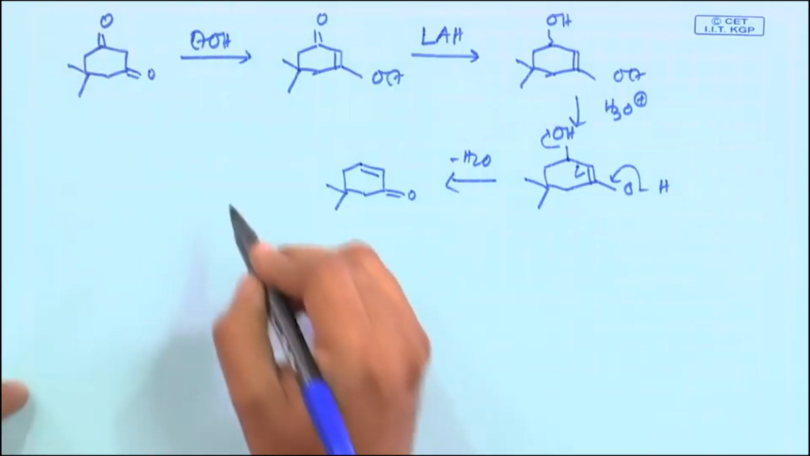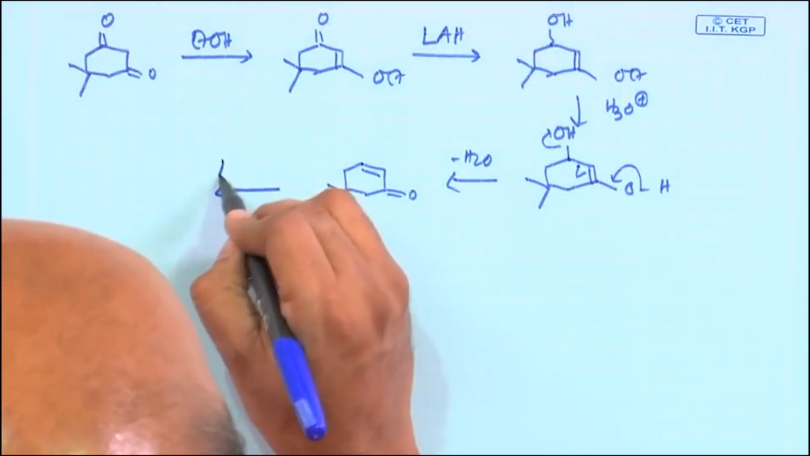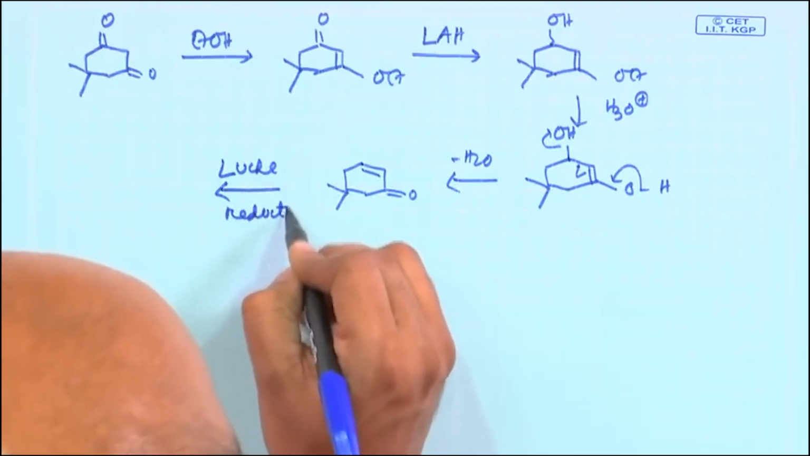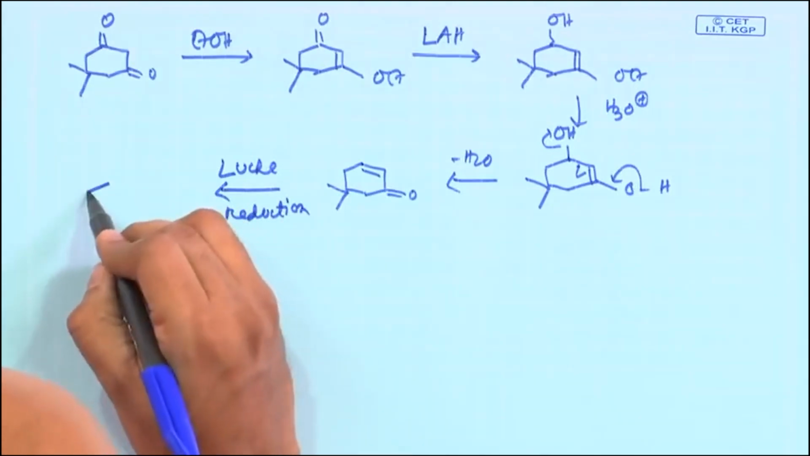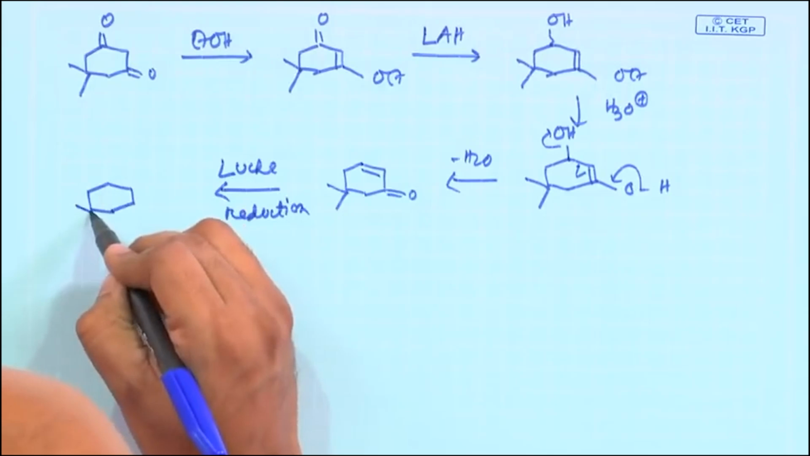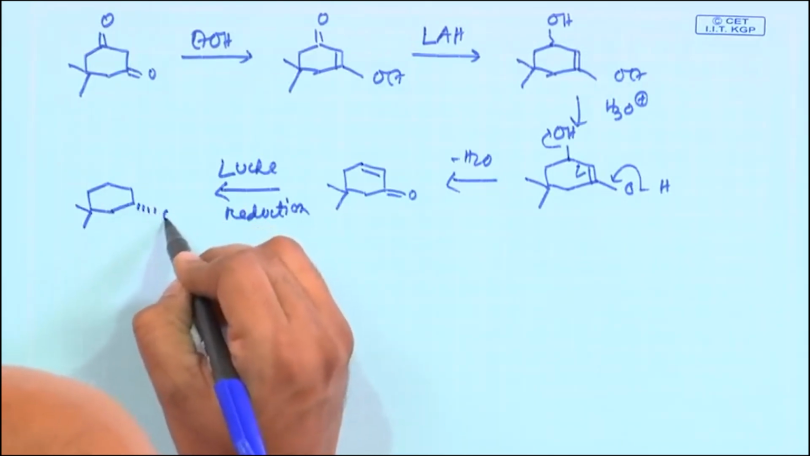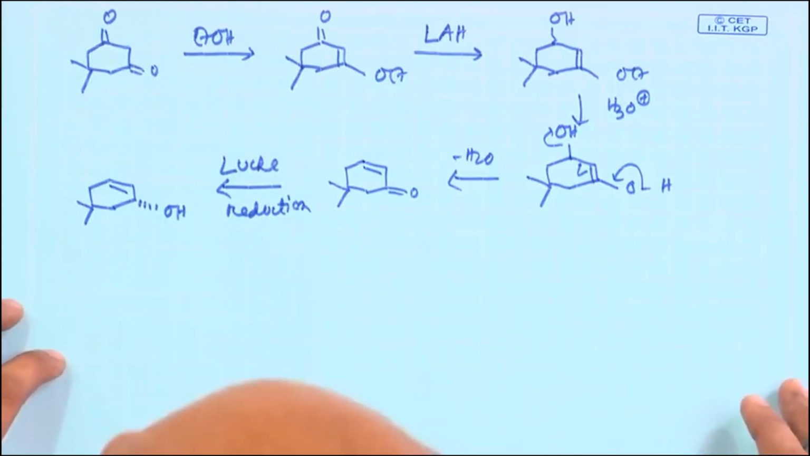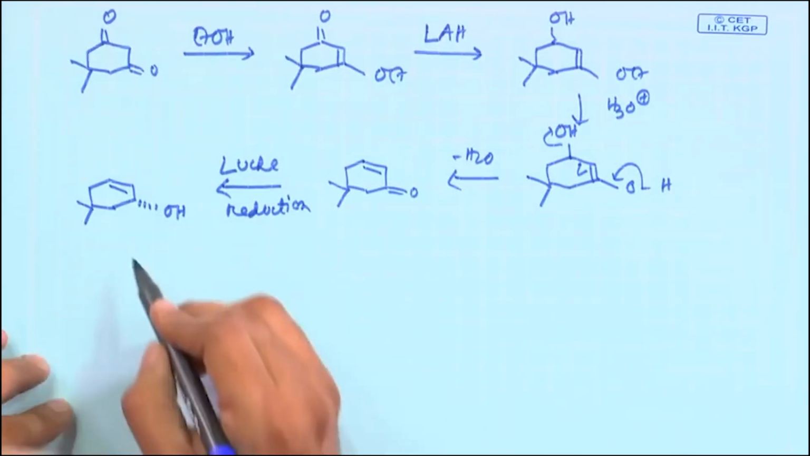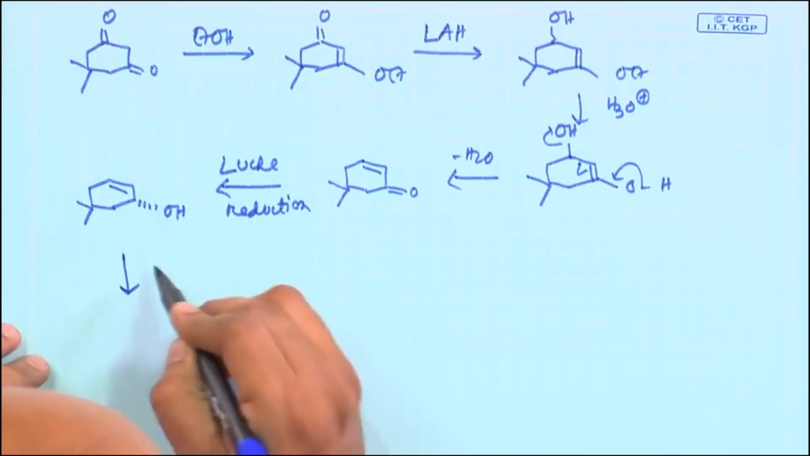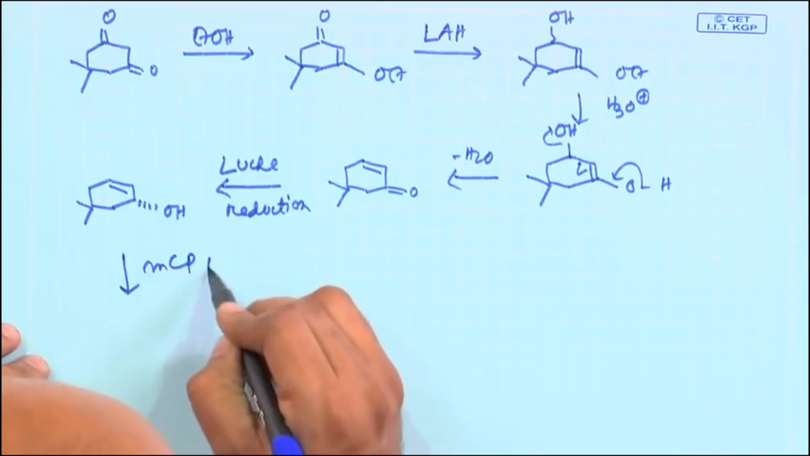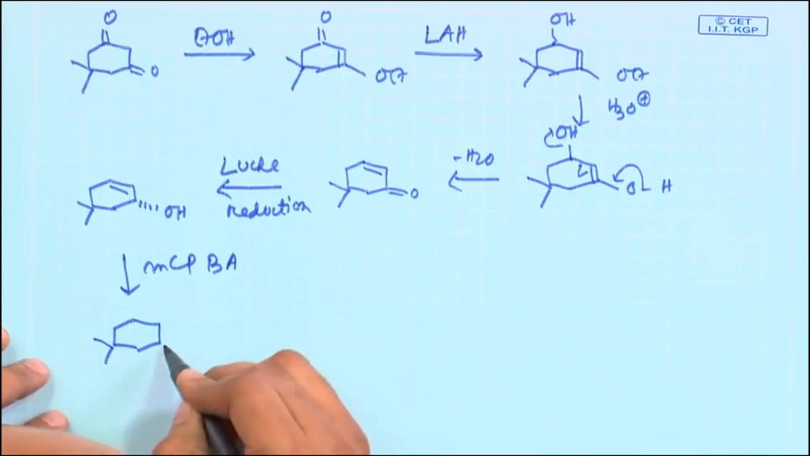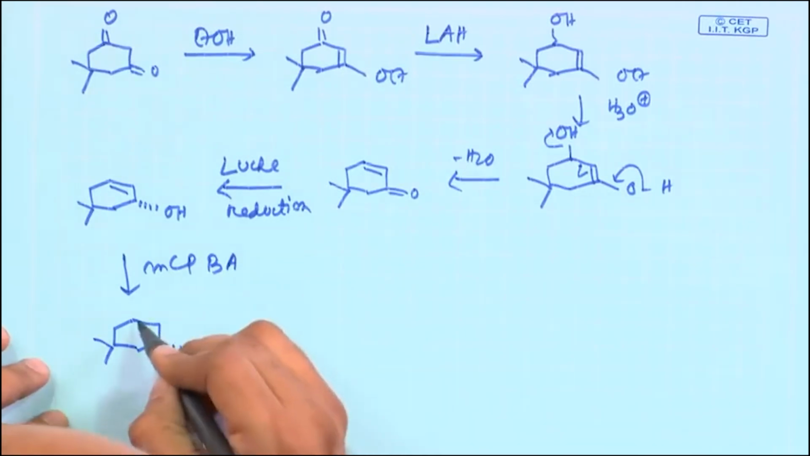Fine. So, now you do a Luche reduction, which is already explained to you, sodium borohydride, cerium chloride. In principle, you will get both the enantiomers, means this OH above or this OH below. You can basically take both the enantiomers depending on your choice. I will take only one enantiomer. Now, this compound when you subject it to mCPBA epoxidation, you will end up with hydroxy directed epoxidation.